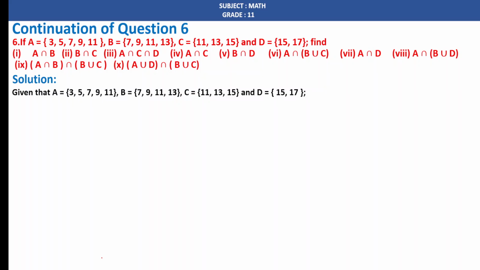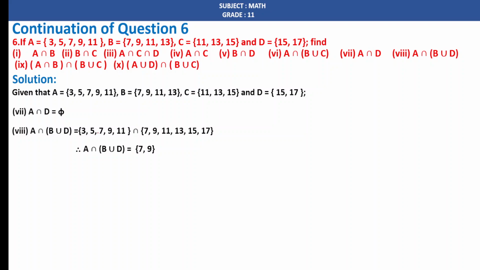Continuation of question 6. Now let us see the 7th one, A intersection D. If we observe here, A is {3, 5, 7, 9, 11} and D is {15, 17}. No element is common. Therefore, A intersection D is a null set or empty set. 8th one, A intersection (B union D). Here, A is {3, 5, 7, 9, 11} and B union D is {7, 9, 11, 13, 15, 17}. Therefore, A intersection (B union D) is {7, 9, 11}.